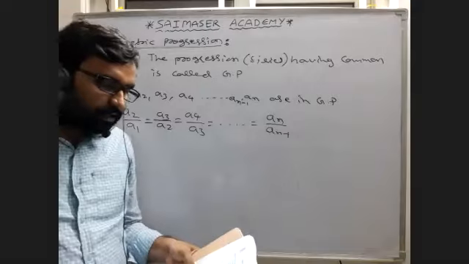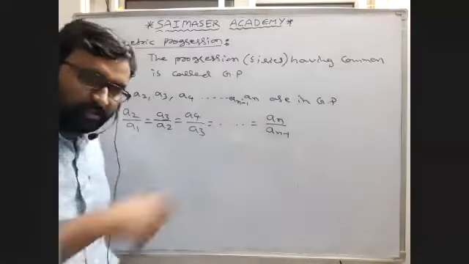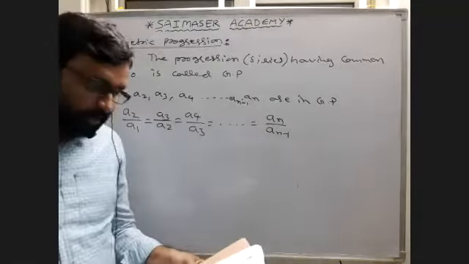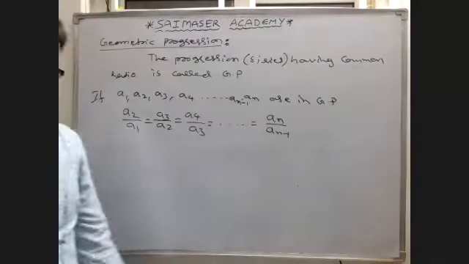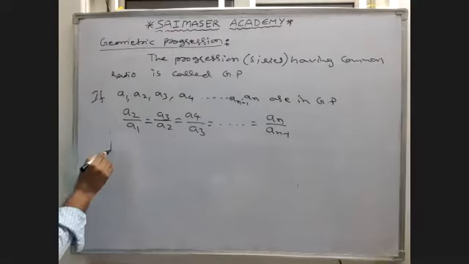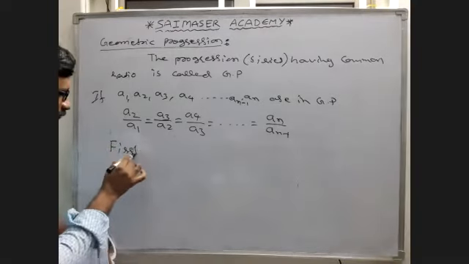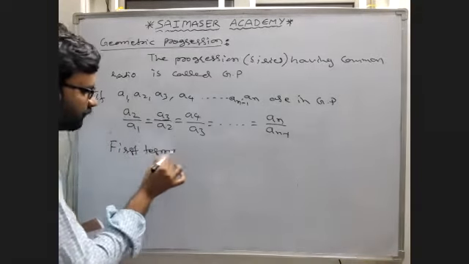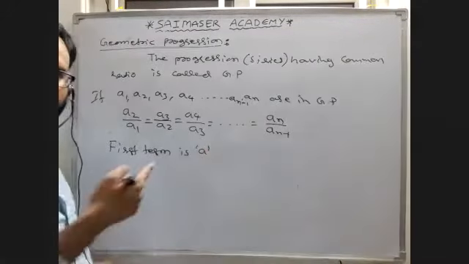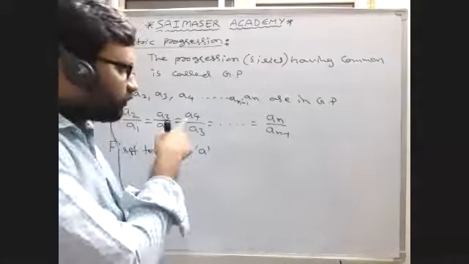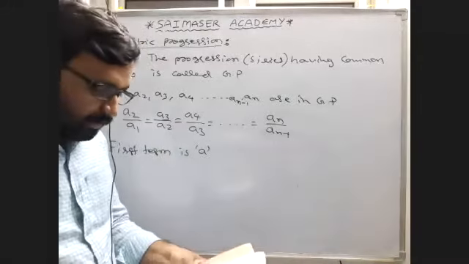Okay, this constant ratio is called the common ratio. In a GP, we shall denote the first term by A. Very important, the first term is denoted by A. In AP also the first term is denoted by A, and in GP also the first term is denoted by A.